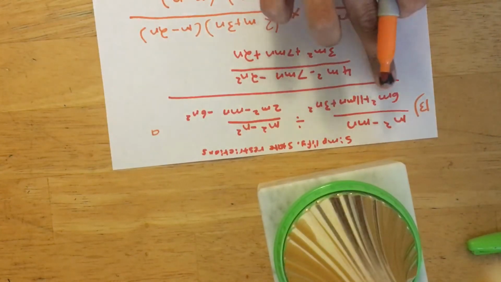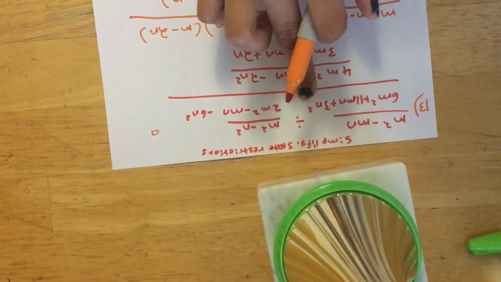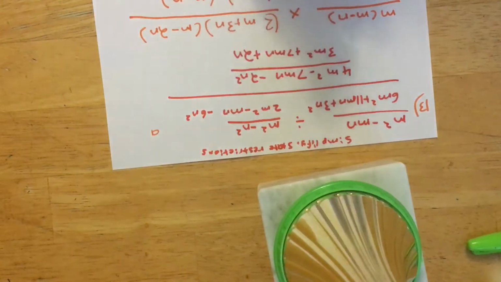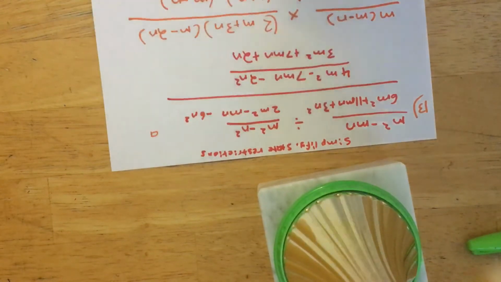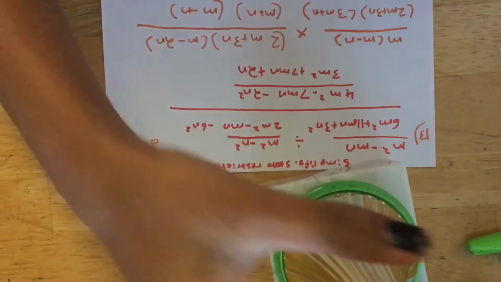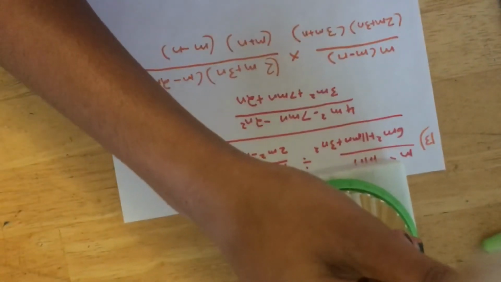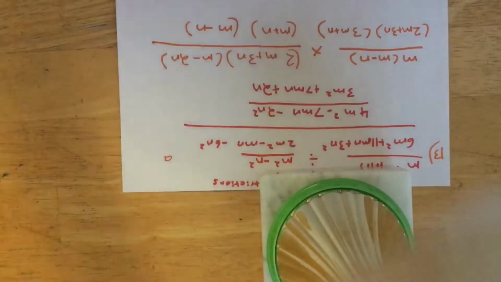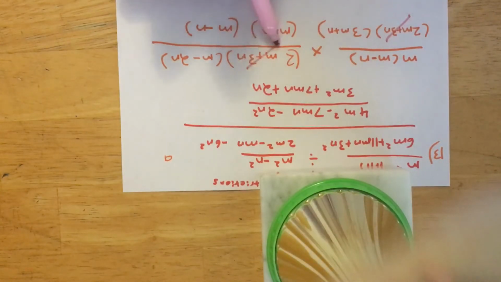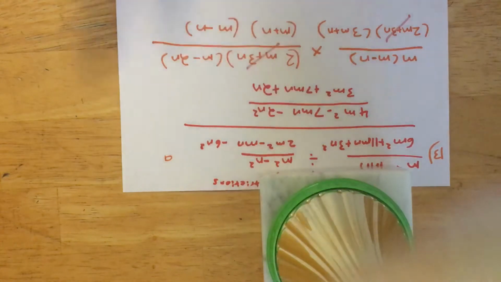And then for this one, 6m squared plus 11mn plus 3n squared, you're going to factor that into 2m plus 3n and 3m plus n. So you can already tell there's a lot of common factors going on. So I'm going to take this pink Sharpie to cross out the common factors. So 2m plus 3n and this 2m plus 3n are obviously common factors.